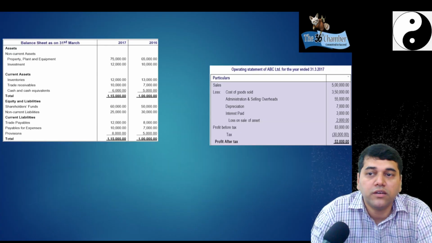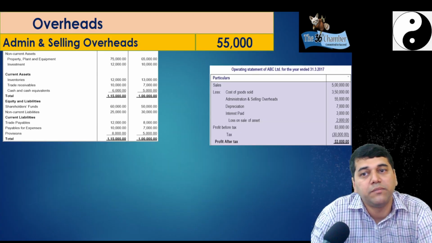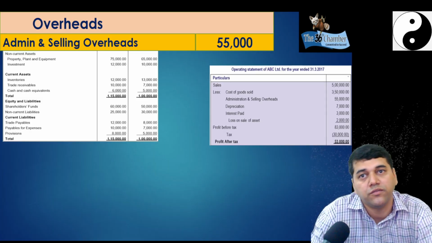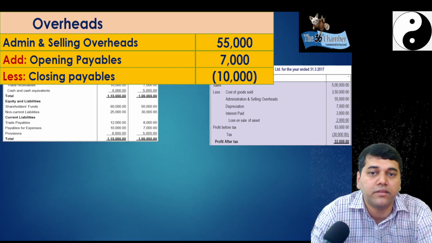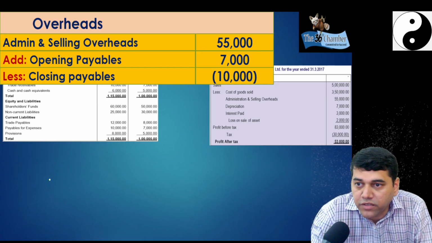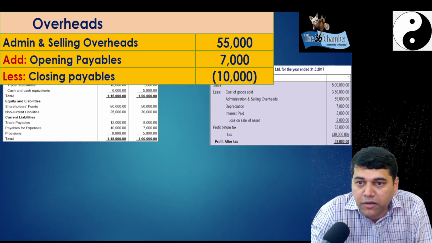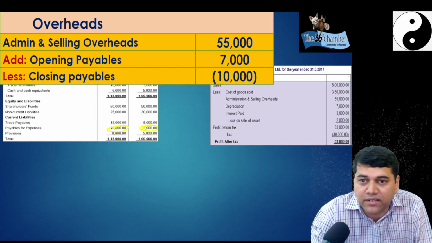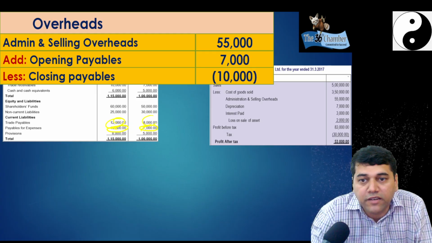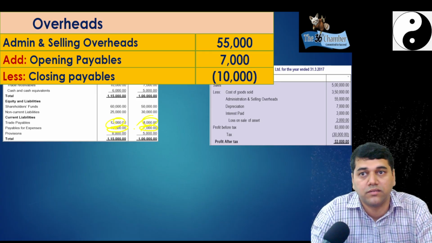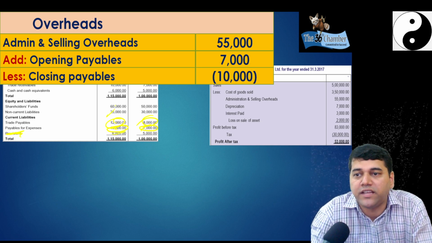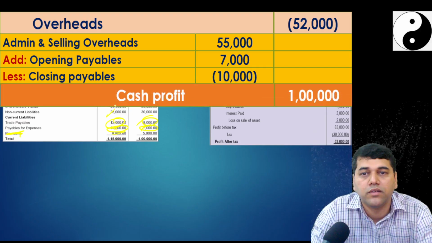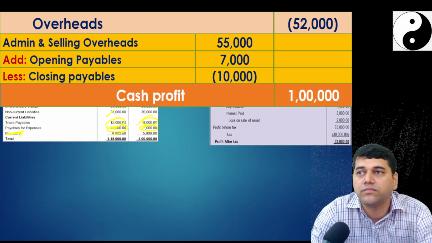Then I'll move to the overheads. Administration and selling overheads 55,000, which is hit in the P&L account. Add opening payables less closing payables for that provision, which is the payable for the expenses, this 10 and 7. Because trade payable I have taken with the inventory purchases. Followed, no? And provisions you don't have, because what they have done, they have added here. Did you get this 52,000?